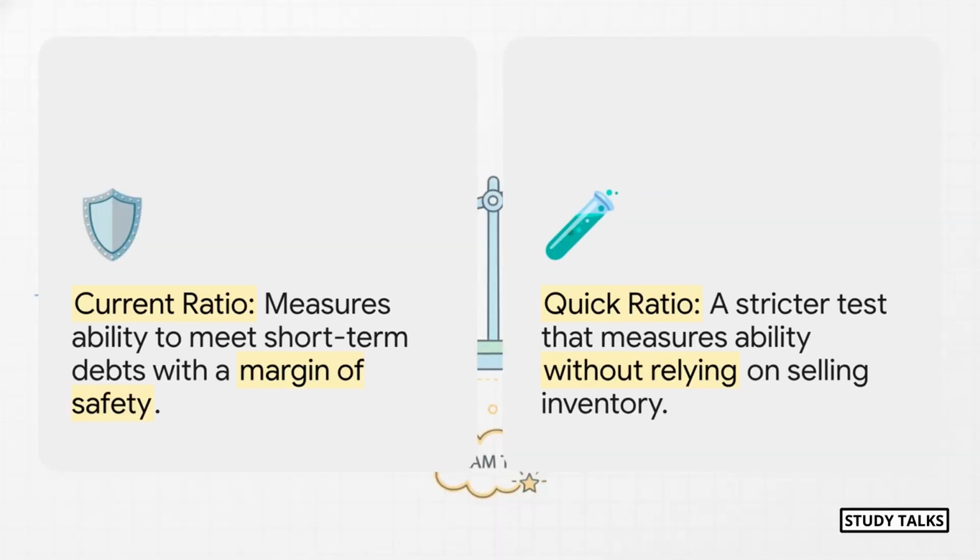Let's start by comparing the two most common ones. The current ratio just takes all your current assets and puts them up against your current liabilities. It's a decent first check, but the quick ratio, sometimes called the asset test ratio, is way tougher. It asks a really important question. What if you can't sell your inventory quickly? So it takes inventory right out of the equation to give us a much more realistic look at a company's ability to pay its immediate bills.